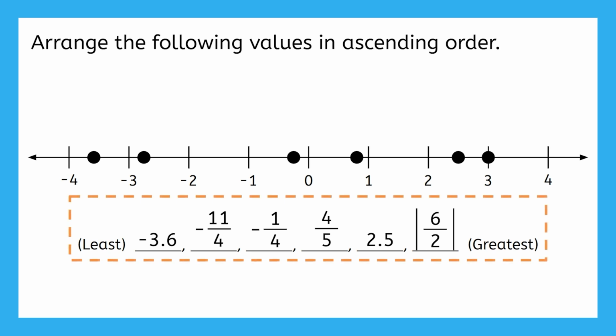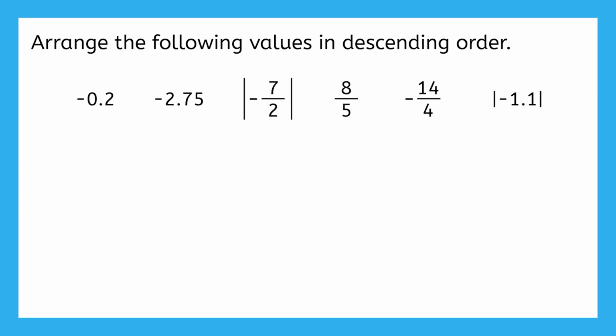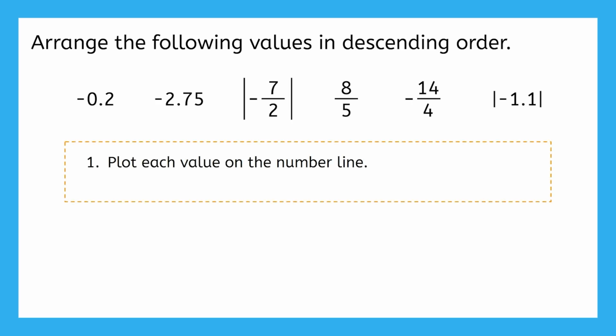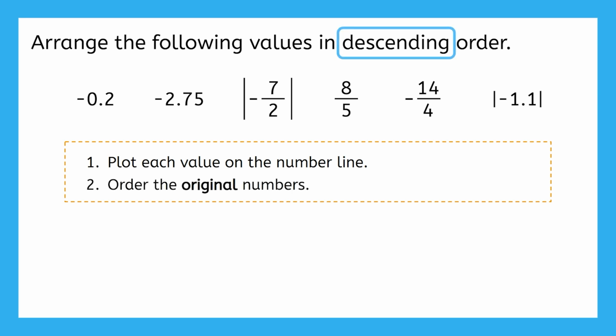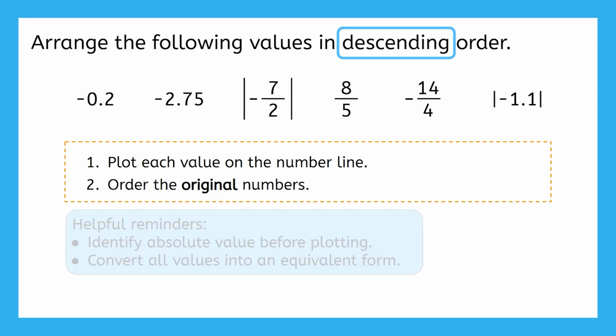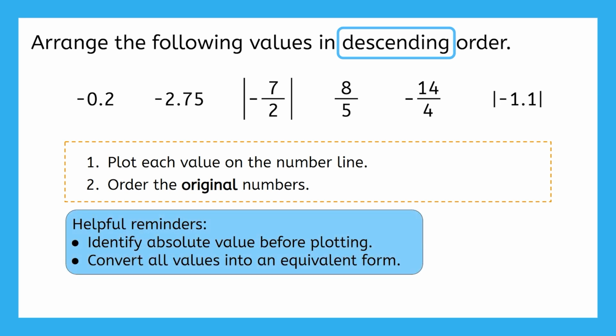Nice work. Let's try one more to make sure you've got it. Here's one last set of numbers. First, plot each value on the number line in your guided notes. Then, order the original numbers, this time in descending order. Remember to identify absolute value and convert all values into an equivalent form, and feel free to look back on the first two examples for extra support. Pause while you work.